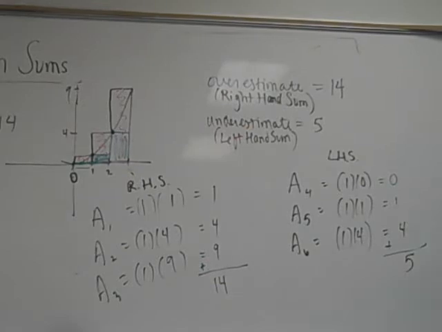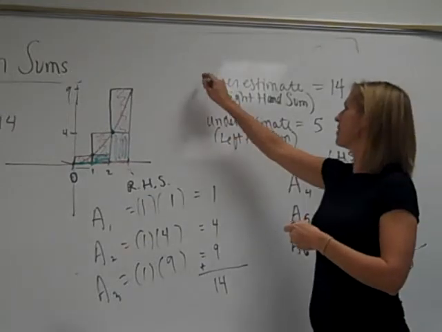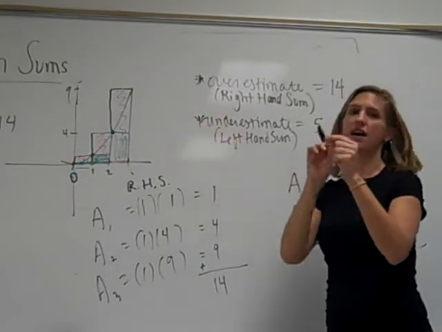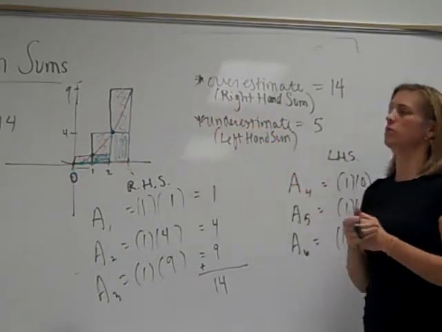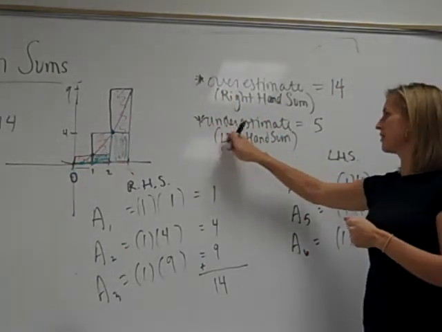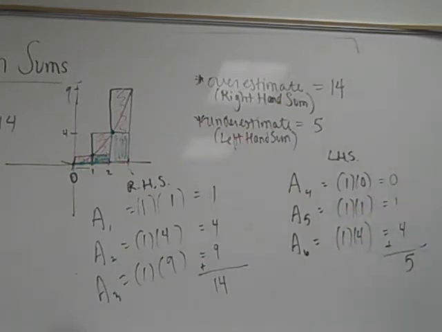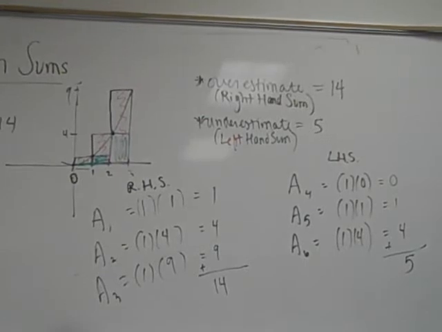Now, we have 2 more sums to do, but before we do that, we gotta talk about this overestimate, underestimate thing. It is not the case that an overestimate always goes with a right-hand sum and that an underestimate always goes with the left-hand sum. That just happens to be the way this one goes. You basically are always just going to be able to tell.